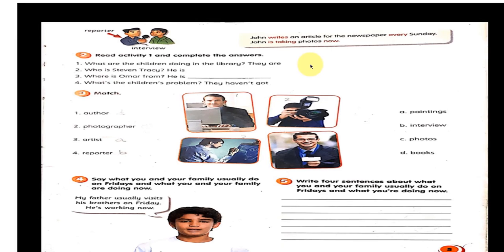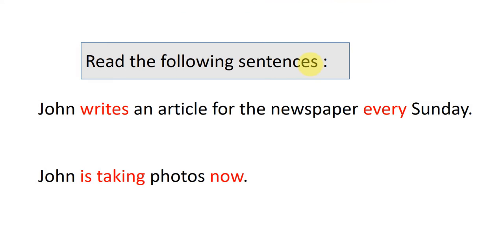Okay, now I am reading this for you. Listen. John writes an article for the newspaper every Sunday. The second sentence, we read it together. John is taking photos now. John writes an article for the newspaper every Sunday. John is taking photos now. I will write these sentences for you bigger than this in order to read them easily. Here are the sentences. So we read them another time.